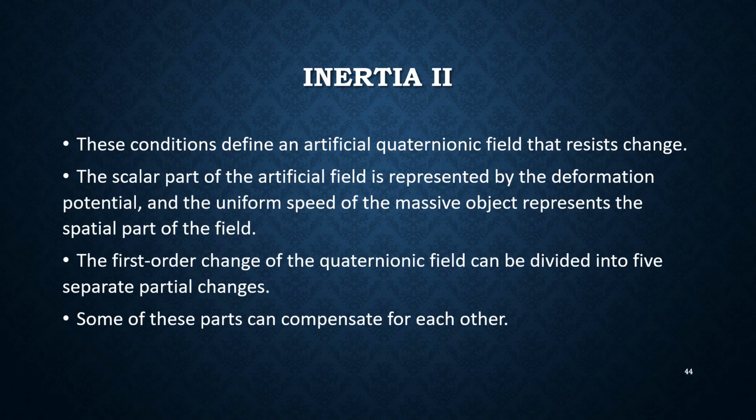The scalar part of the artificial field is represented by the deformation potential, and the uniform speed of the massive object represents the spatial part of the field. The first-order change of the quaternionic field can be divided into 5 separate partial changes. Some of these parts can compensate for each other.